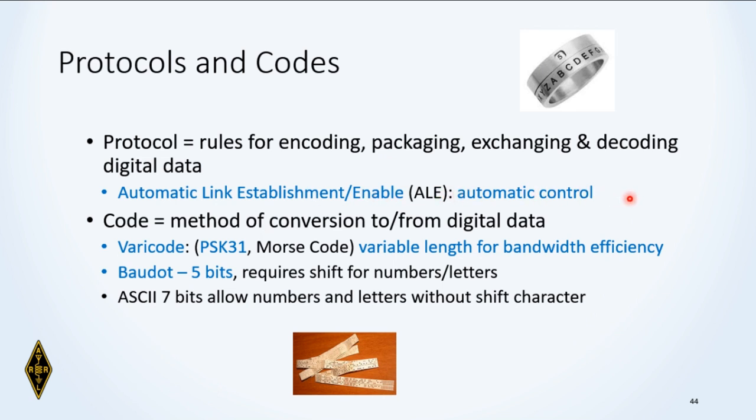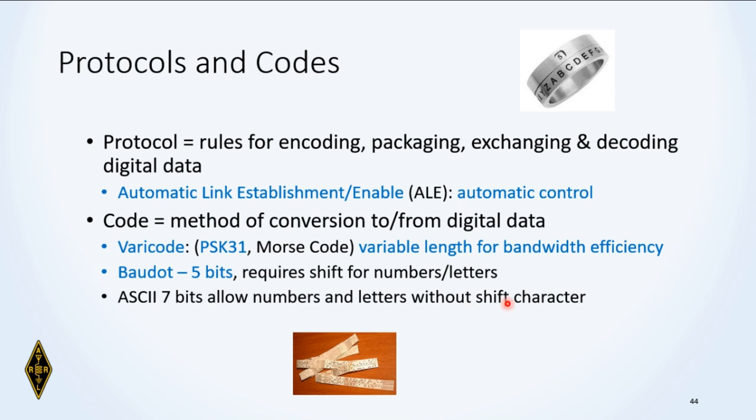It'll automatically do that. So a protocol is a set of rules for encoding, packaging, and exchanging. How many start bits, how many stop bits, what are the rules for data transmission. And then a code is a method of conversion to and from digital data, like digital sampling, for example. And there's a couple that are mentioned here. One is called VeriCode, used with PSK31. Morse code also uses a variable length code. And both of these do this for bandwidth efficiency.